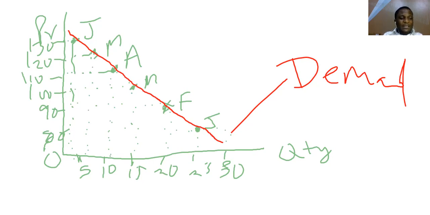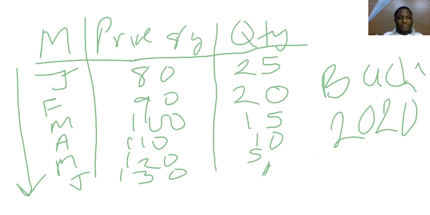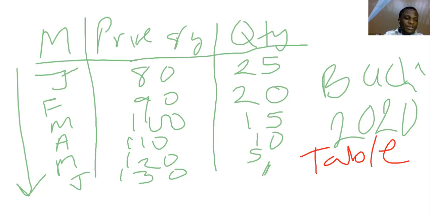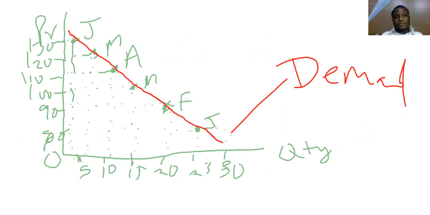From that theory, I was able to tabulate the demand relation as against price relation of Buchi for the year 2020 using a table. This table that I've used here is what? Statistics. Then I was also able to plot a graph for that particular table. And plotting this graph is also statistics.